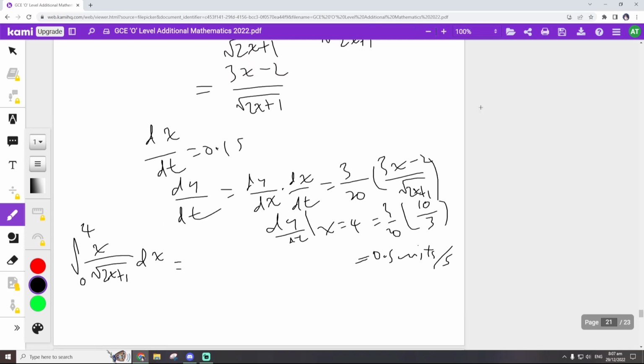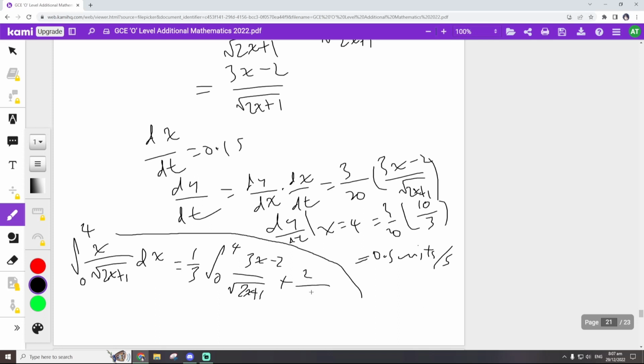Notice that I have 3x minus 2. Wouldn't it be nice if I can get the 1/3 out? So what I'll do is integrate from 0 to 4 of 3x minus 2, let me just separate this, over root 2x plus 1, then add back the 2. So this is how you do it. Okay?